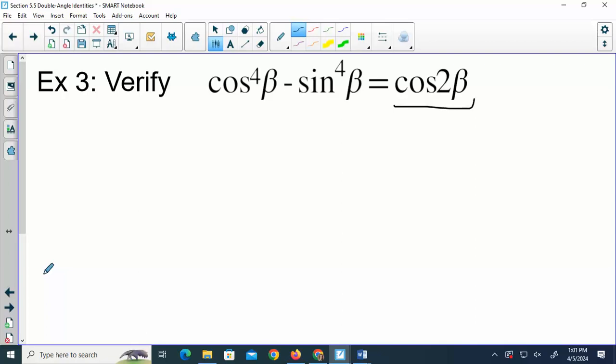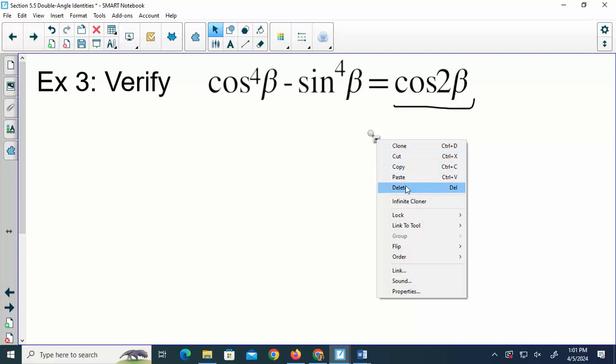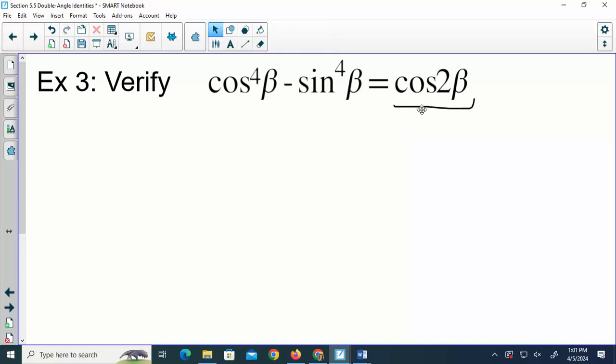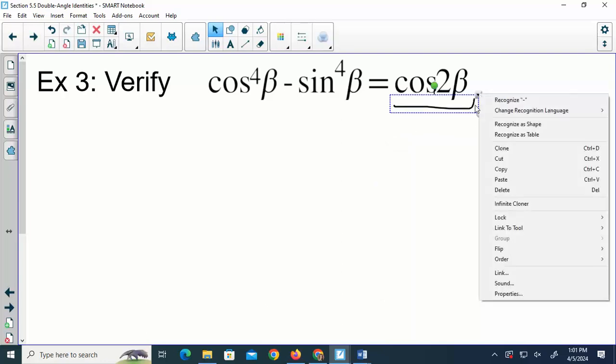That's not beta, is it? It's beta, yeah. It's a B. That's why I know. I hate drawing beta though, because it's weird.